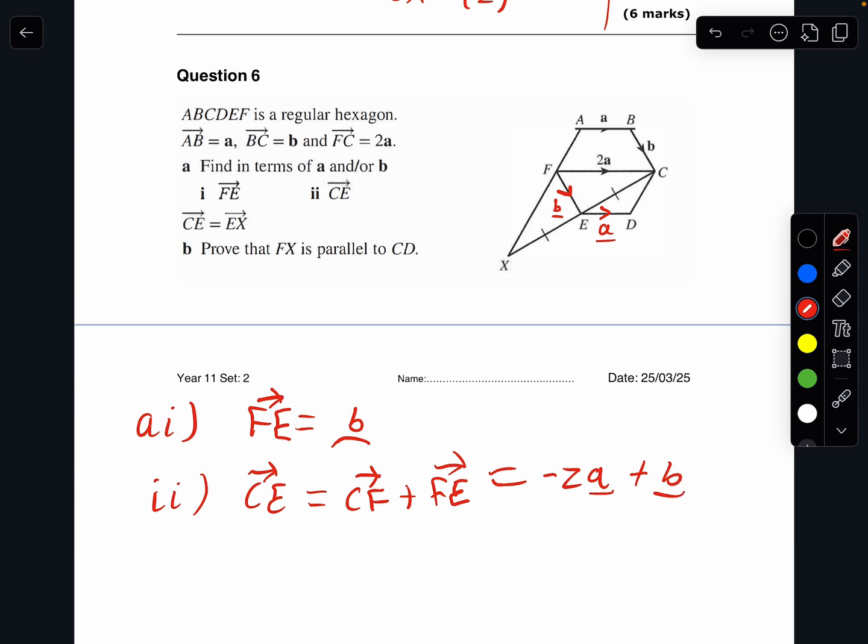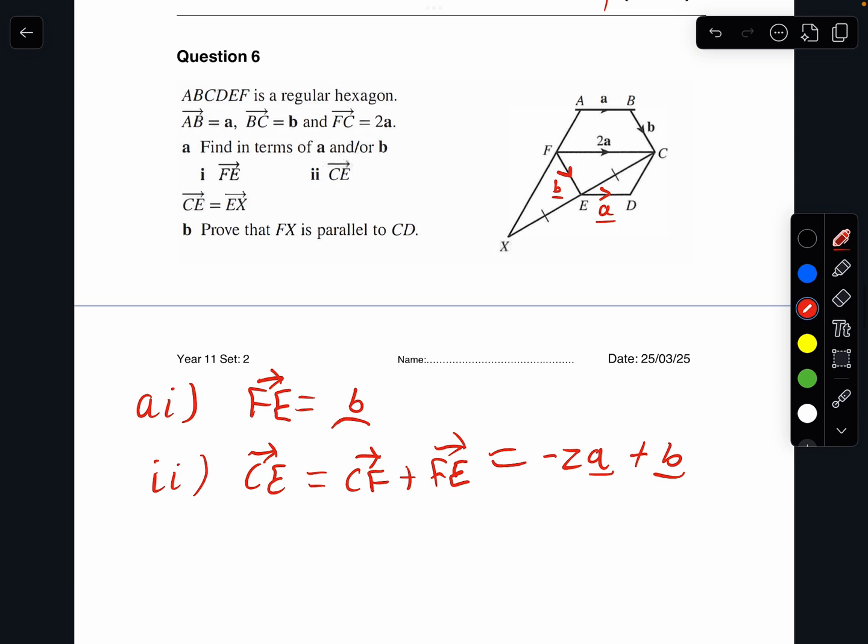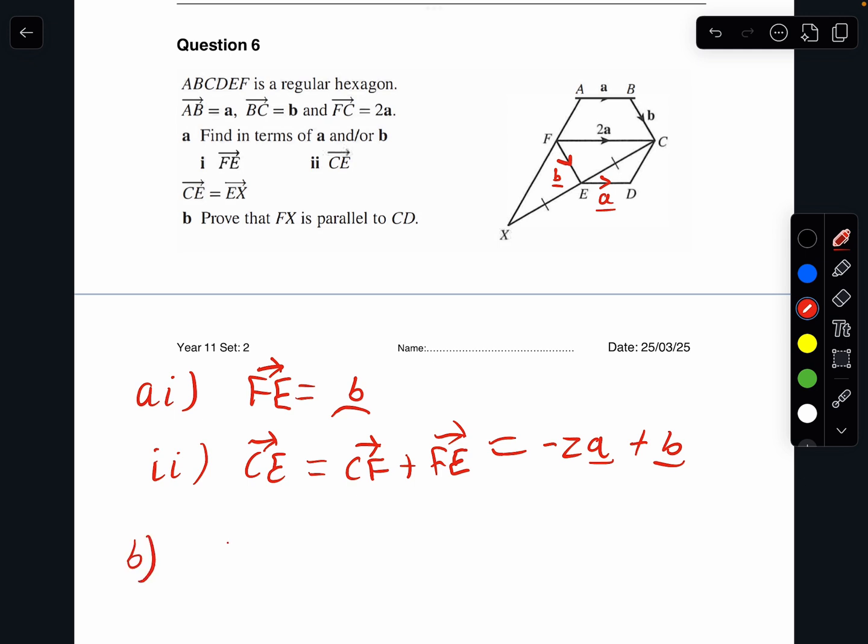Okay. Now I'm told that C to E is the same as E to X. So straight away I know for part b that E to X is also going to be minus 2a plus b. So I know that this here, going that way, because I'm going from E to X, is minus 2a plus b.